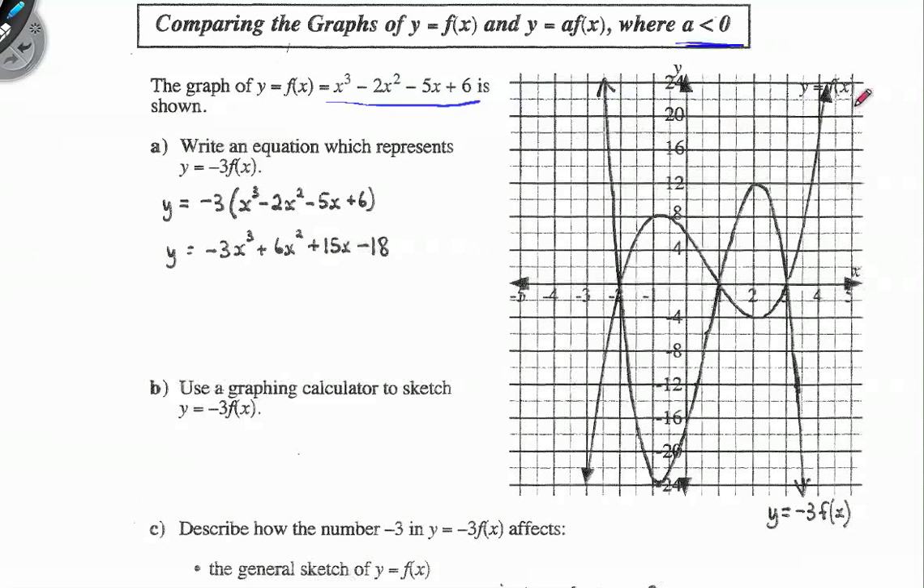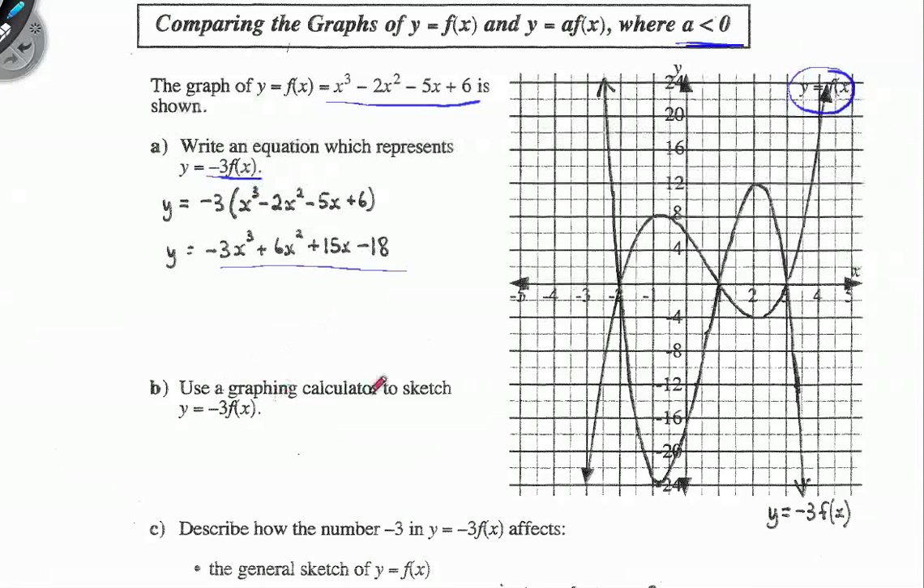So that would start up here and have 1, 2 bends in it and come down here. So that's f of x here. Now, we'll write an equation that represents negative 3 f of x. So here's an equation. If you multiply the original one by negative 3, you get this. What does that look like?